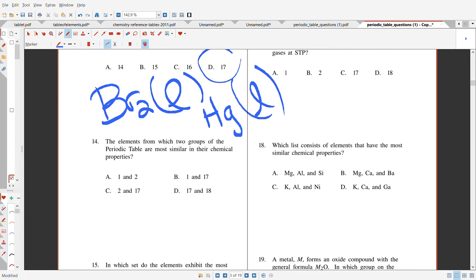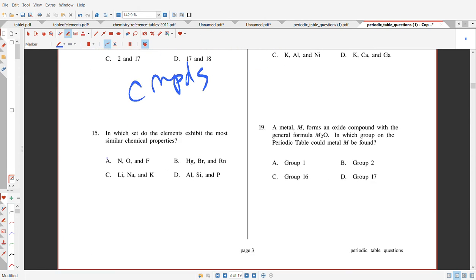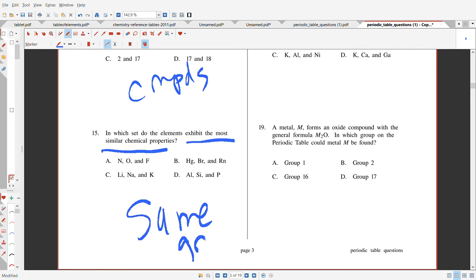17. Two groups which have the most similar chemical properties. I don't think they can ask this one. Groups 1 and 2 don't exist in nature because they're so reactive. They exist as compounds, so they're similar in that way. But here, who has the most similar chemical properties? What do you want to be in the same group? So you're going to have to look at them all.